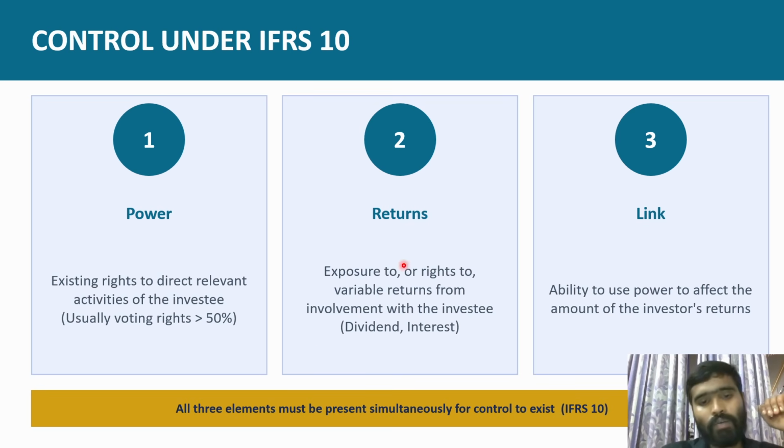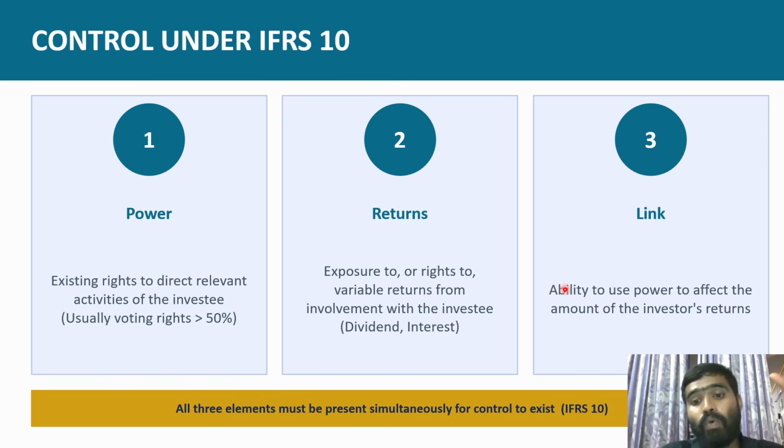Once I have the power, I will get the returns. Returns can be in the form of dividend, returns can be in the form of interest. Since I have power, I will tell the company, you do the sales in this way. This will increase the income of the company. So once I have power, I can also get the returns.